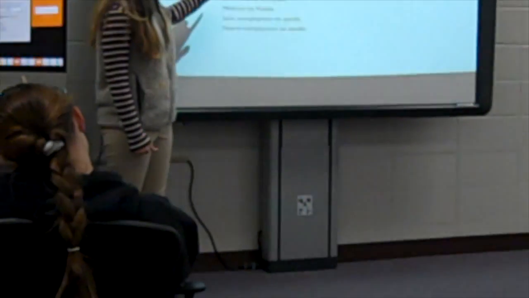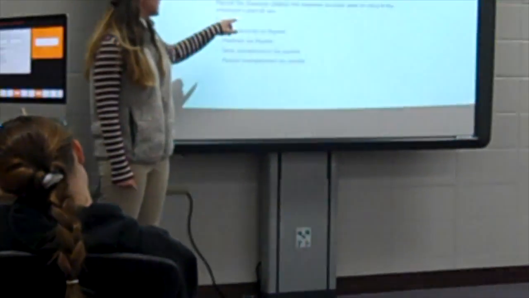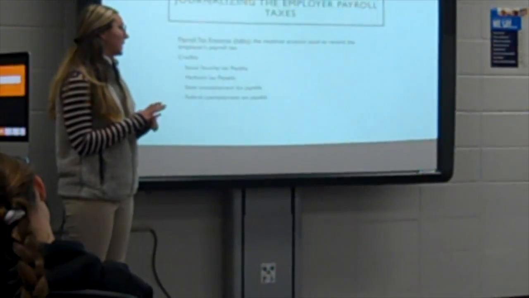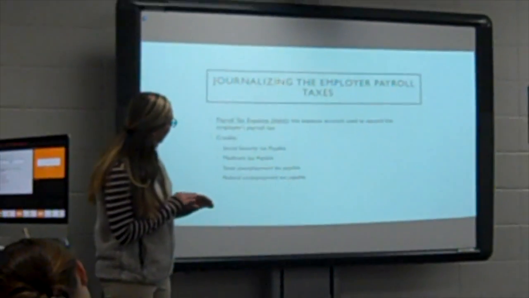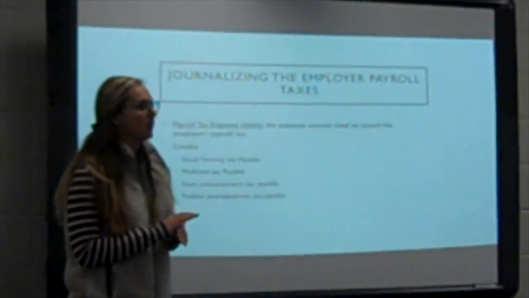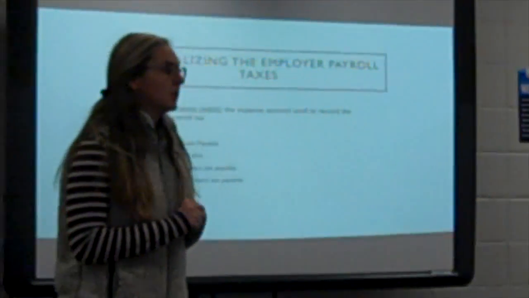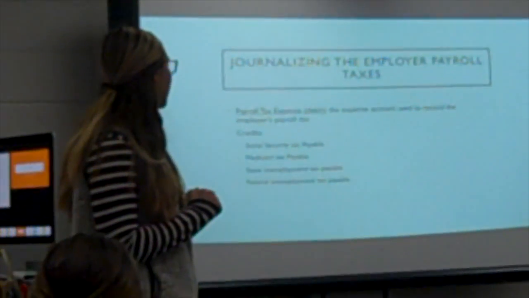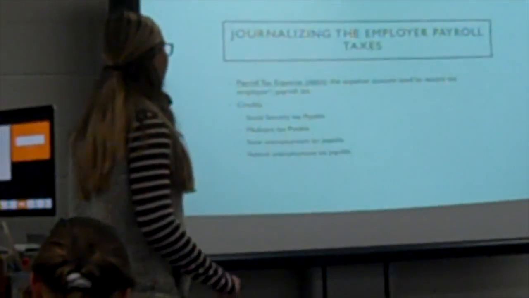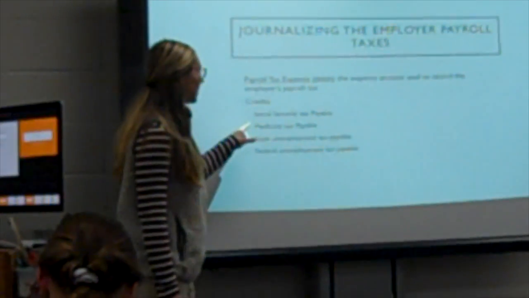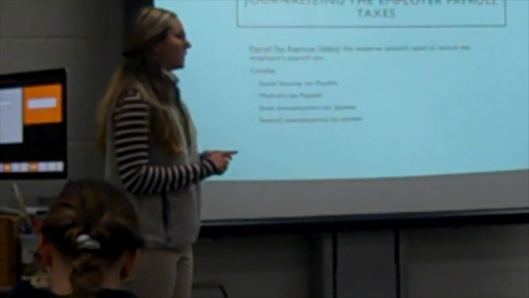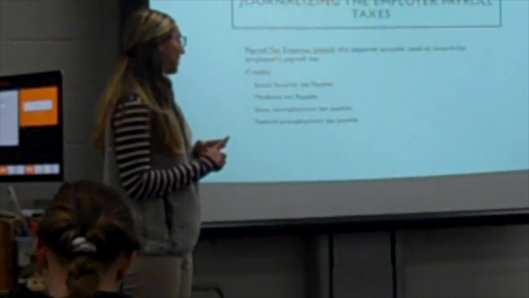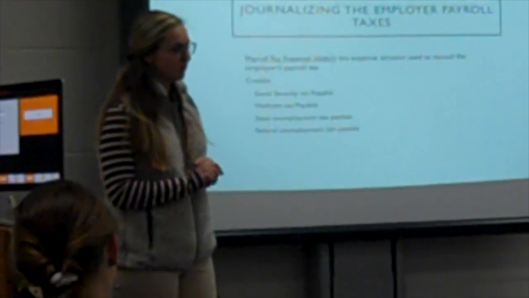So now our debit is going to be our payroll tax expense. And this is the expense account used to record the employer's payroll tax. So this is going to be our debit, and our credits are going to be our FICA taxes, which are the Social Security tax payable and the Medicare tax payable. And then also we're going to post our state unemployment taxes and our federal unemployment taxes.